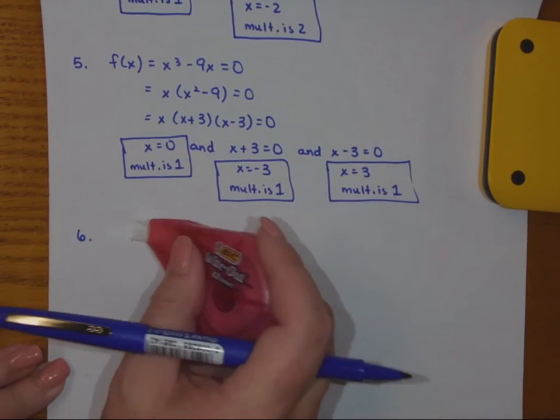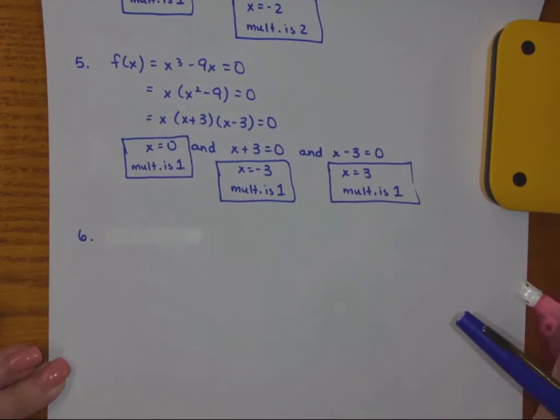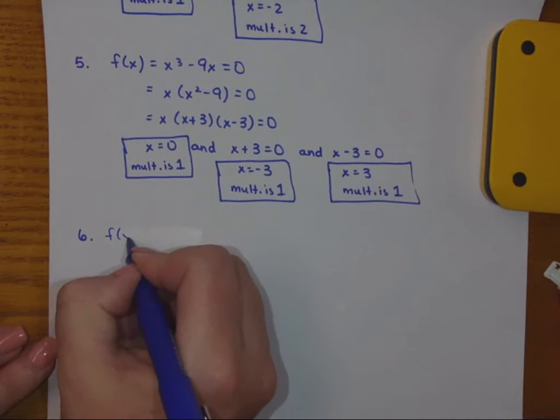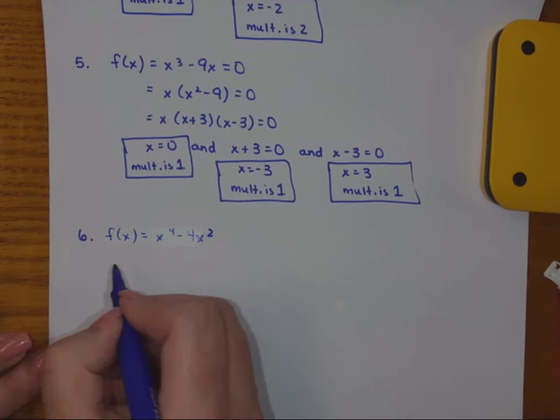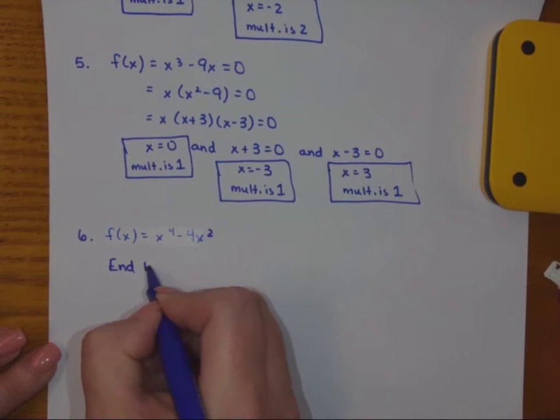First, let's write down the equation so that we can have it to look at. The first one is x to the 4th minus 4x squared. First I want you to tell me what the end behavior is.